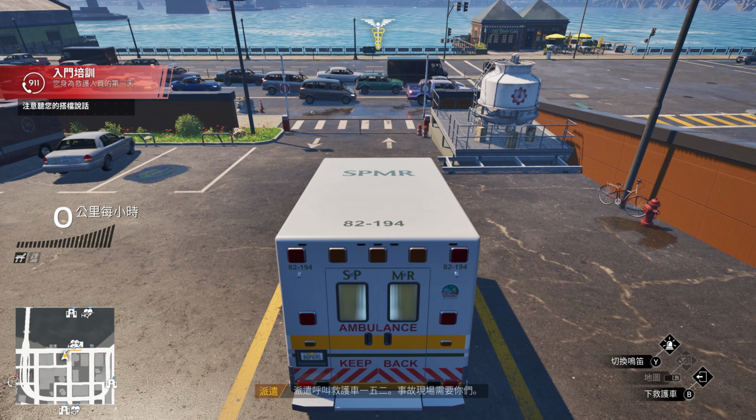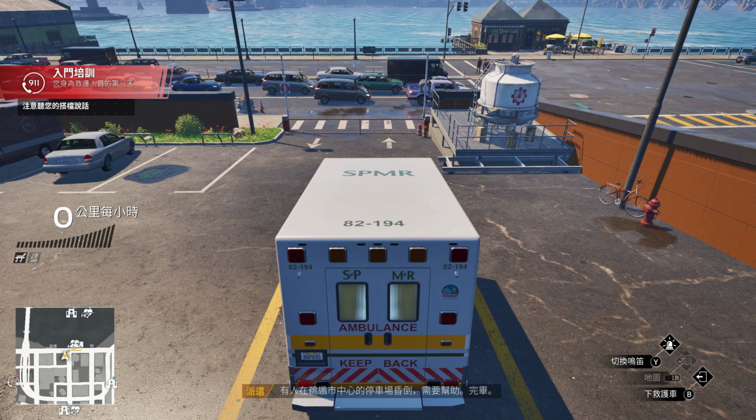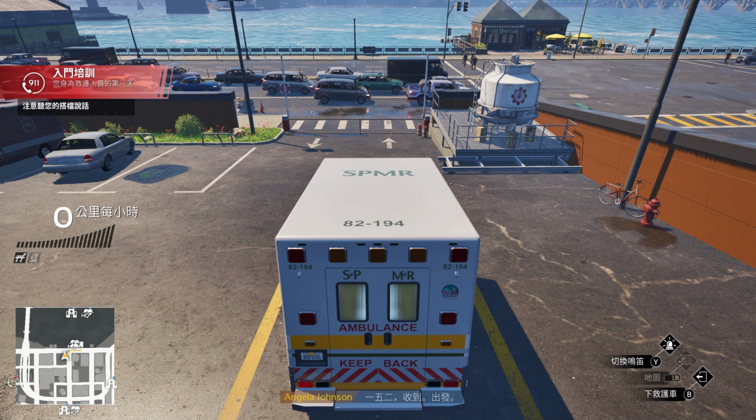Dispatch calling ambulance 152. You are needed at the scene of an accident. One person collapsed in a parking lot in downtown Pelican and is in need of assistance. Over. 152, roger. Heading out.